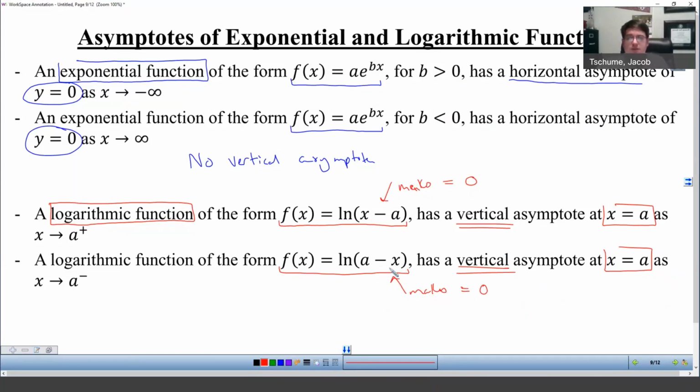And then just like exponentials, when you do logarithmics, there is never, ever going to be a horizontal asymptote for a logarithmic function. So when you're working with these two special cases, exponentials, you only do horizontal, and it's always the same answer. Logarithmics, always vertical, and you have to actually find that number, which we'll do in just a second.